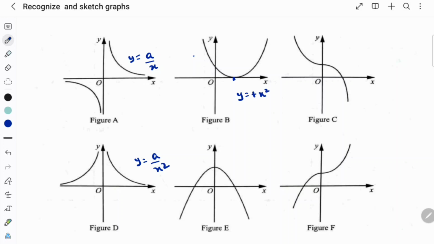Coefficient of x square is negative, because the curve is a double curve, and we can see it's rising from the left side, it's upside down. Y is equals to minus x square, and it is positive. Y is equals to x cube positive.